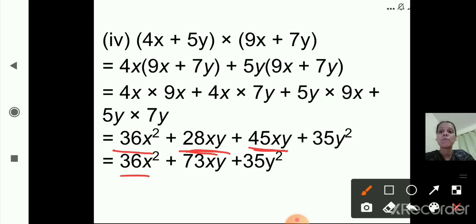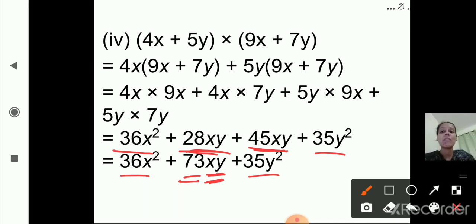So 28 plus 45, do the addition. 28 plus 45, the answer is 73. So 73 and xy we will write down as it is. While adding algebraic expressions, we will add only the coefficients and write the variables as it is. Here we are not doing multiplication, so you will not write x square or y square. Only if we are doing multiplication will we write x multiplied by x as x square. Now this is addition, so the variables we write as it is, that is xy, and 35y square here. So the answer is 36x square plus 73xy plus 35y square.